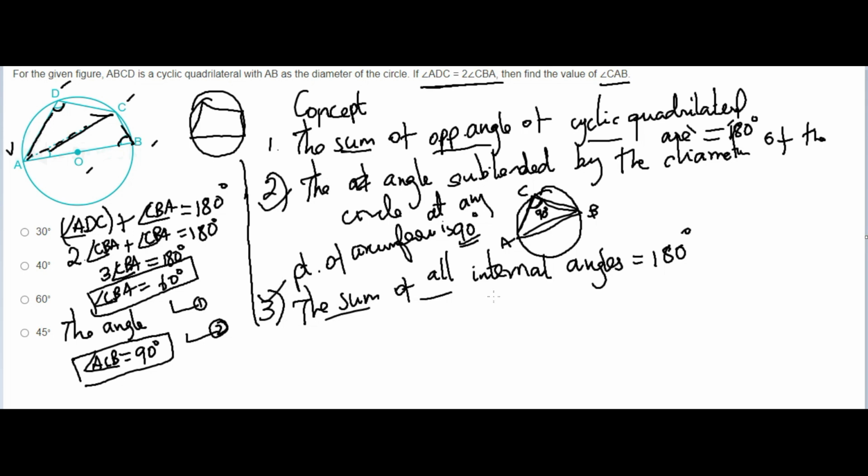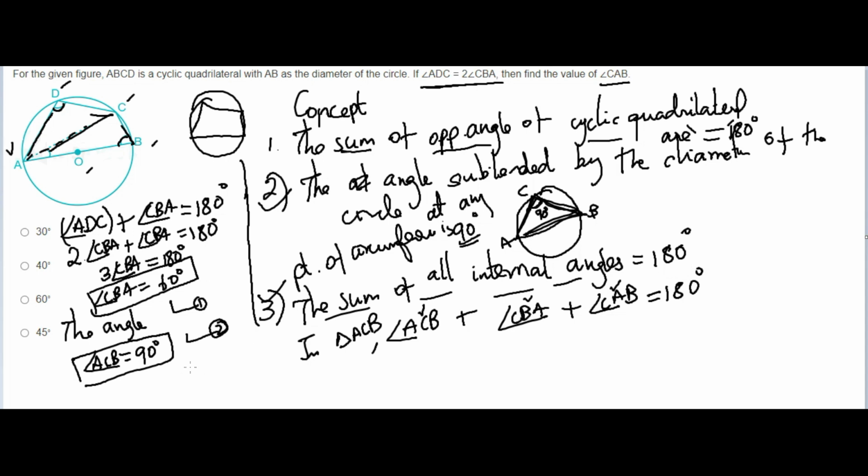The sum of all internal angles is equal to 180 degrees. So in the triangle ACB, angle ACB plus angle CBA plus angle CAB, the total is equal to 180 degrees.